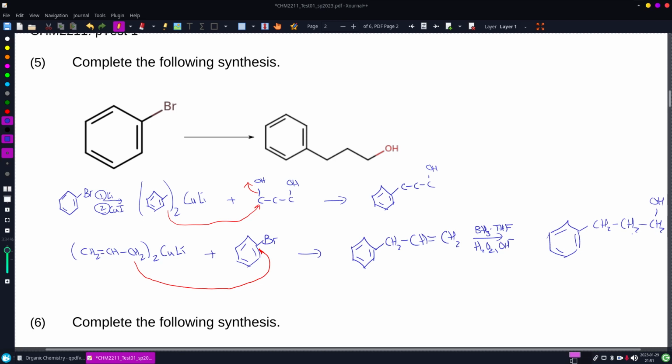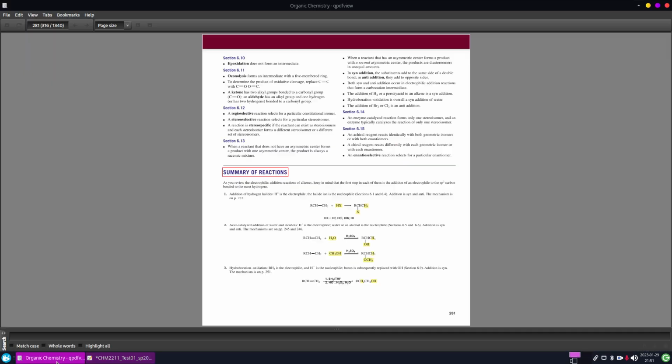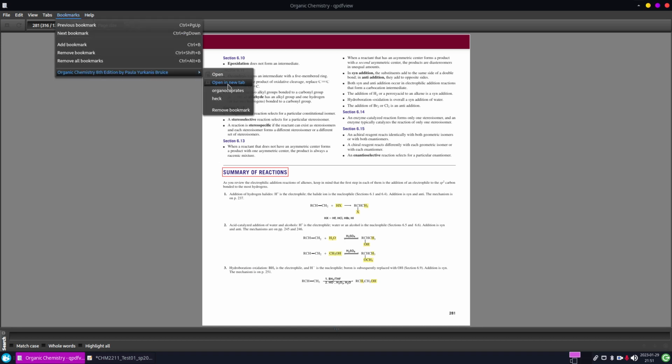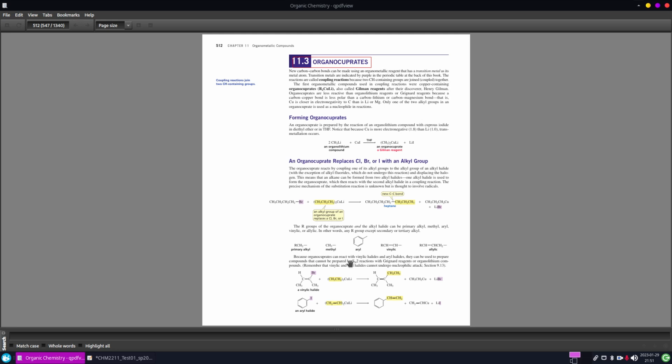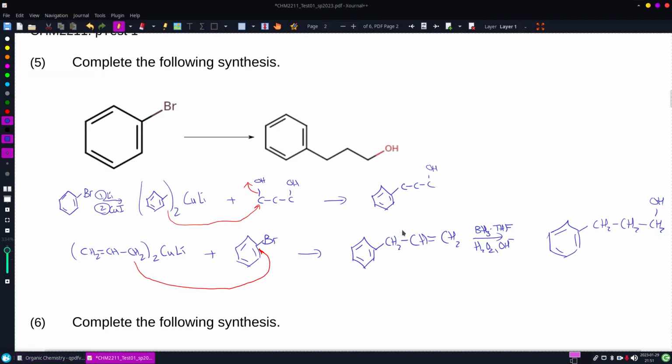All right, those are the two ways to do this where we're doing organometallics, just like first introduced here. So the benzene is either acting as the alkyl halide or the organometallic, the Gilman reagent. And one way is a little bit easier there, but they both involved grabbing stuff from previous chapters.